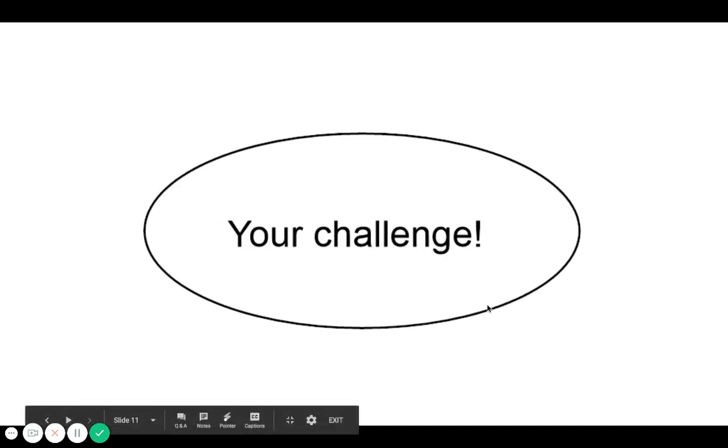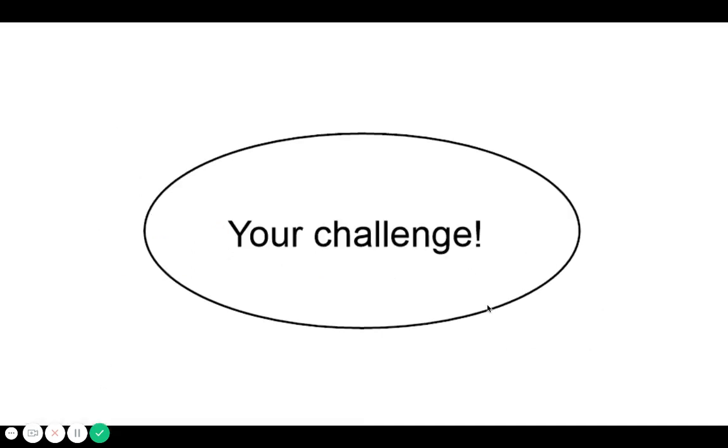Okay, your challenge. I want all of you to complete the sheet that I've set for you this week. Read through the questions carefully and see if you can identify both noun phrases and challenge yourself to have a go at the expanded noun phrases. Well done, guys. I can't wait to see what you do.